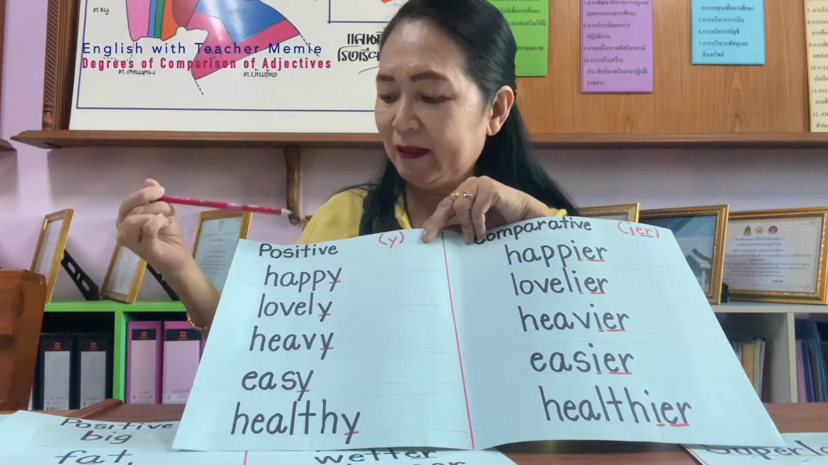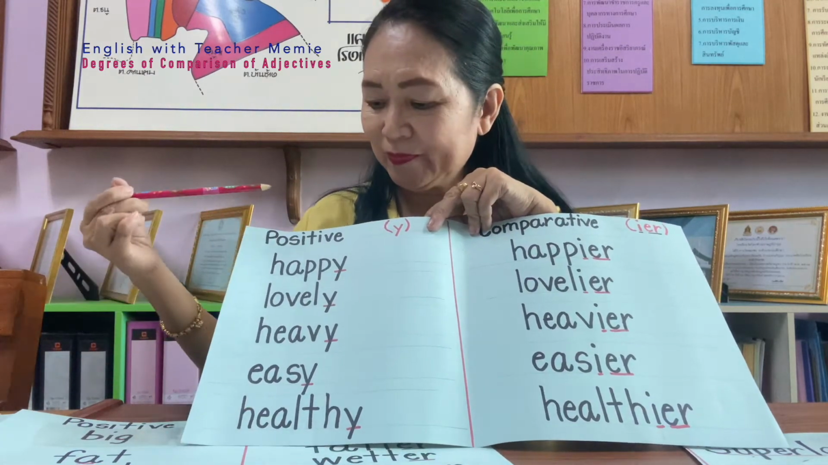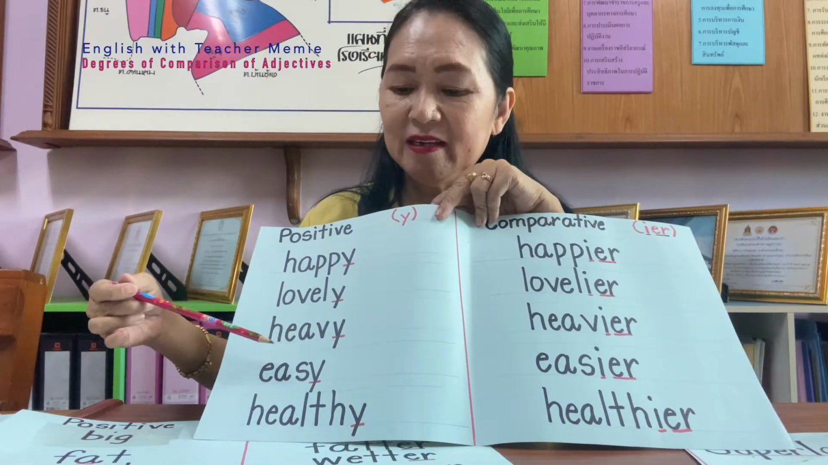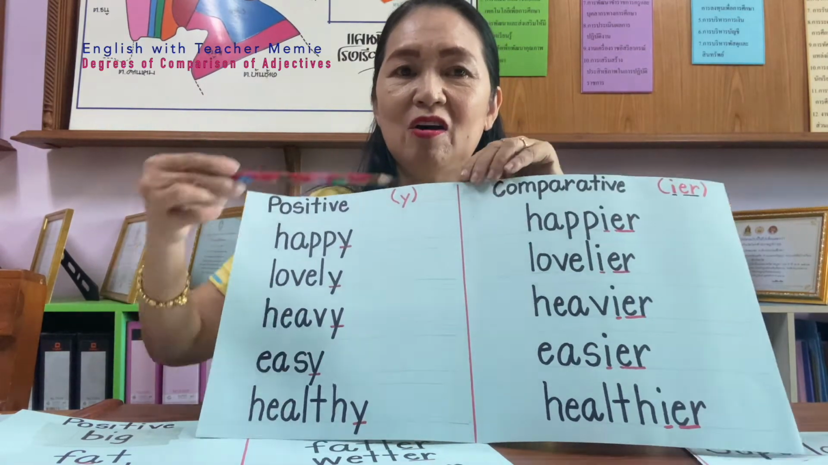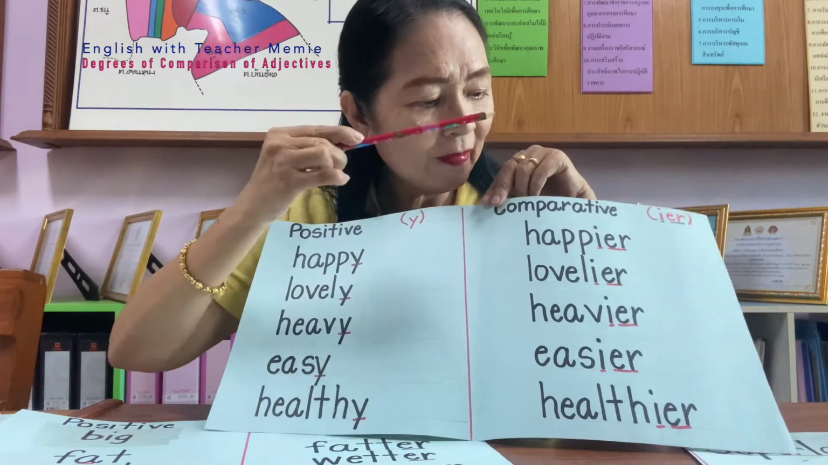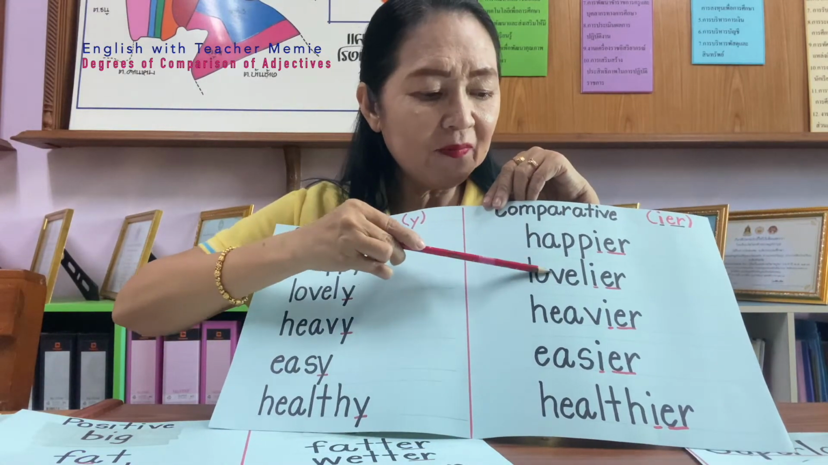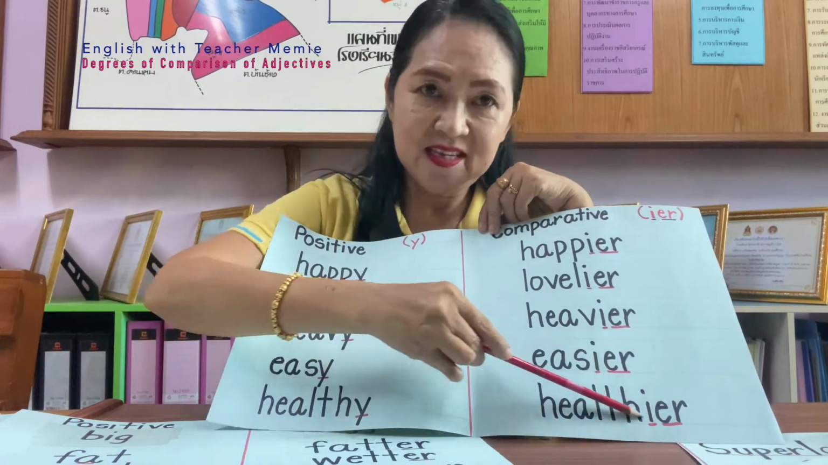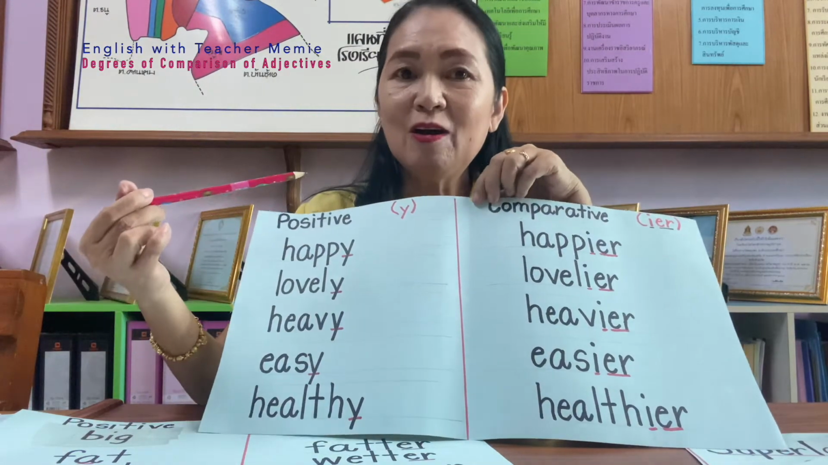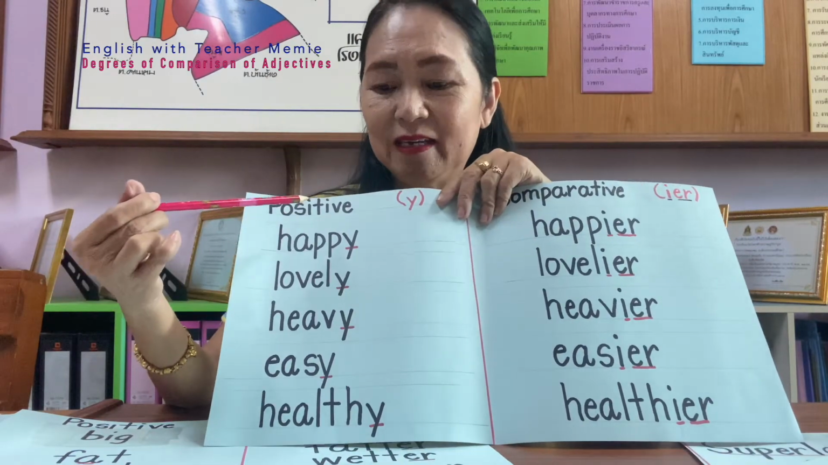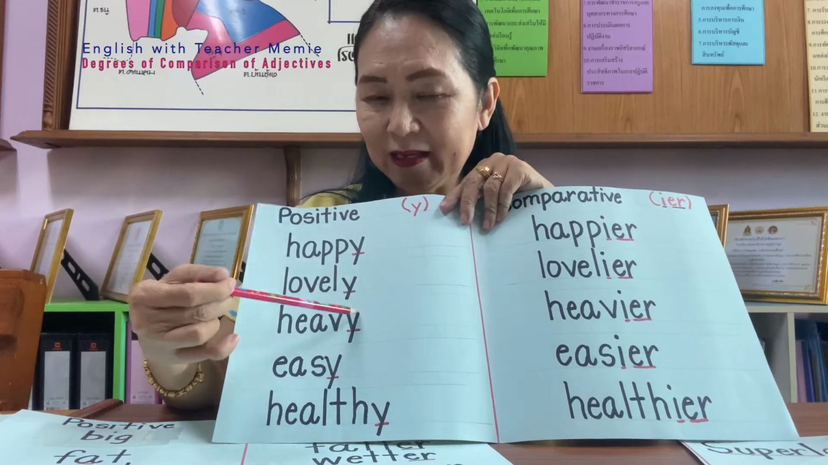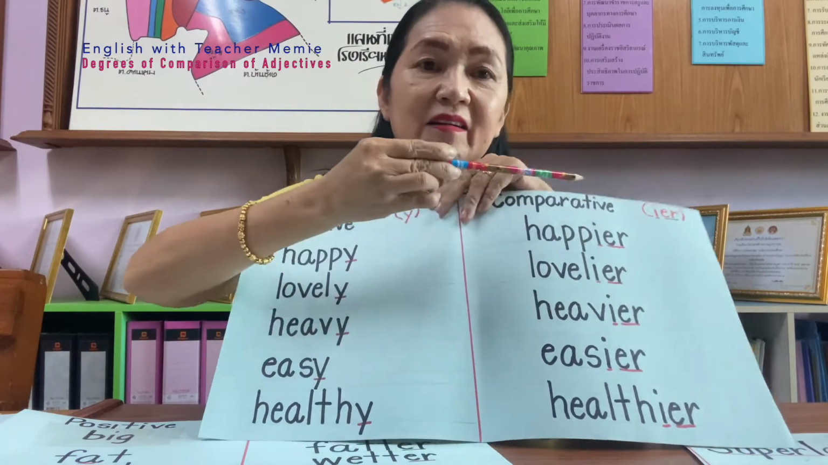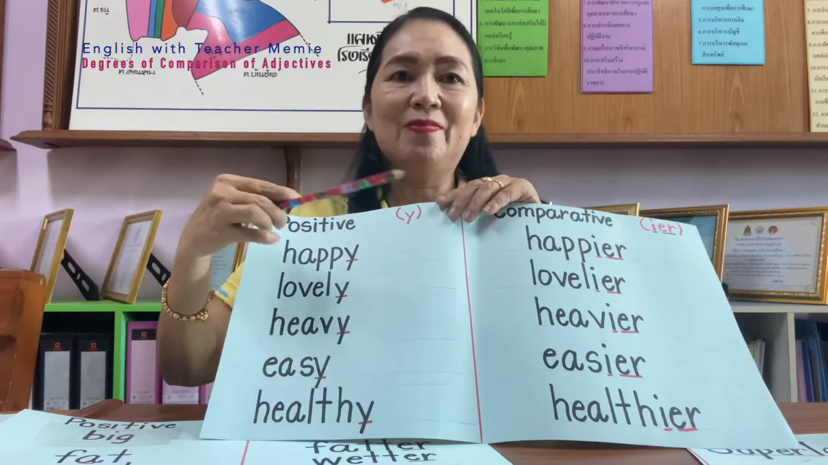Let us read all the positive: happy, lovely, heavy, easy, healthy. In comparative: happier, lovelier, heavier, easier, and healthier. Again, all adjectives ending in Y change to I, then add ER in comparative.